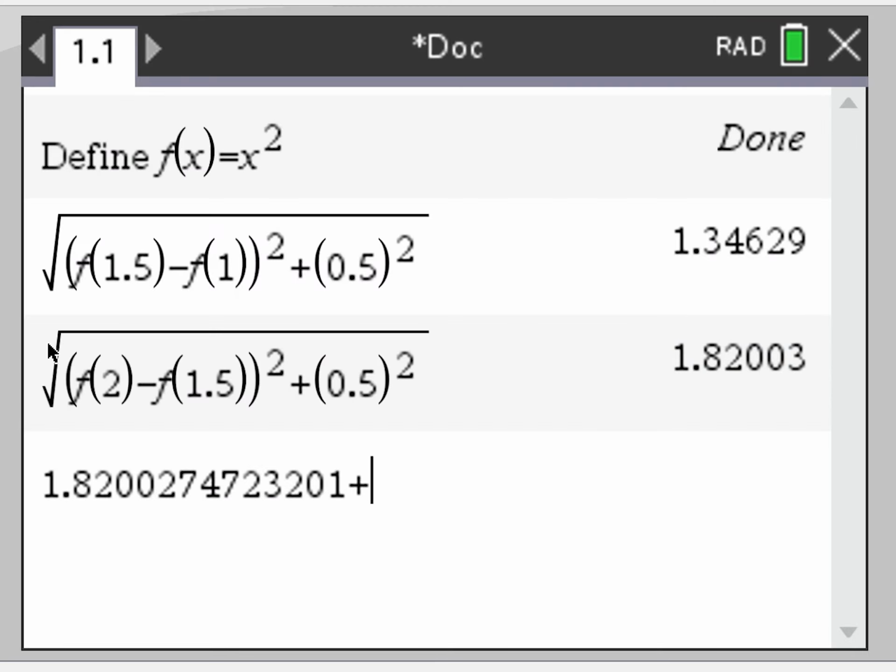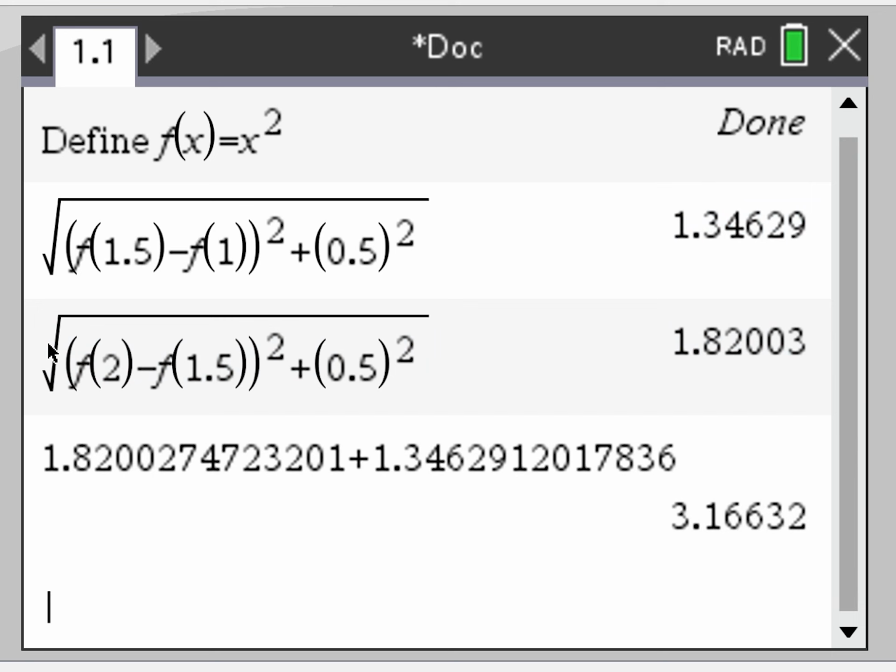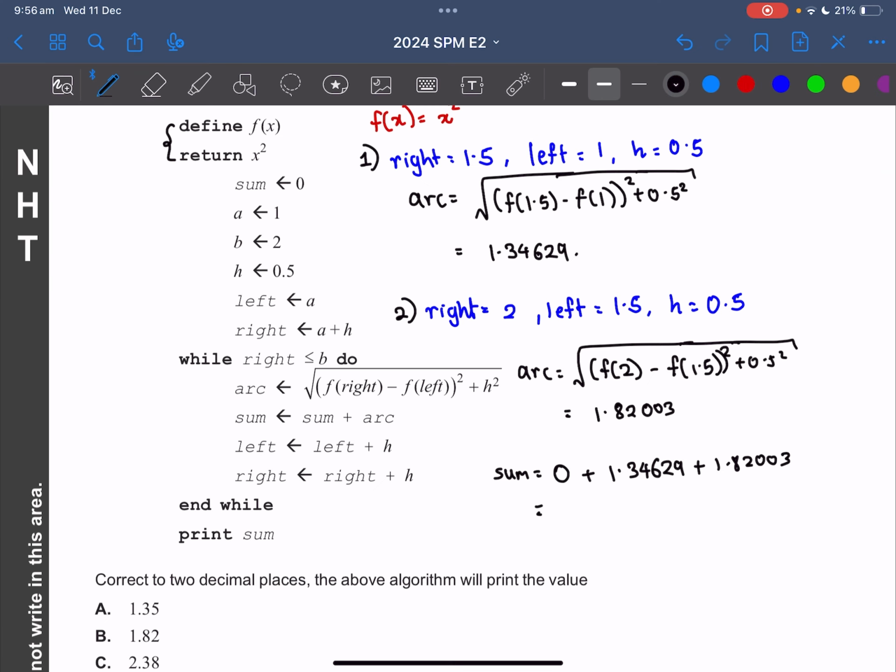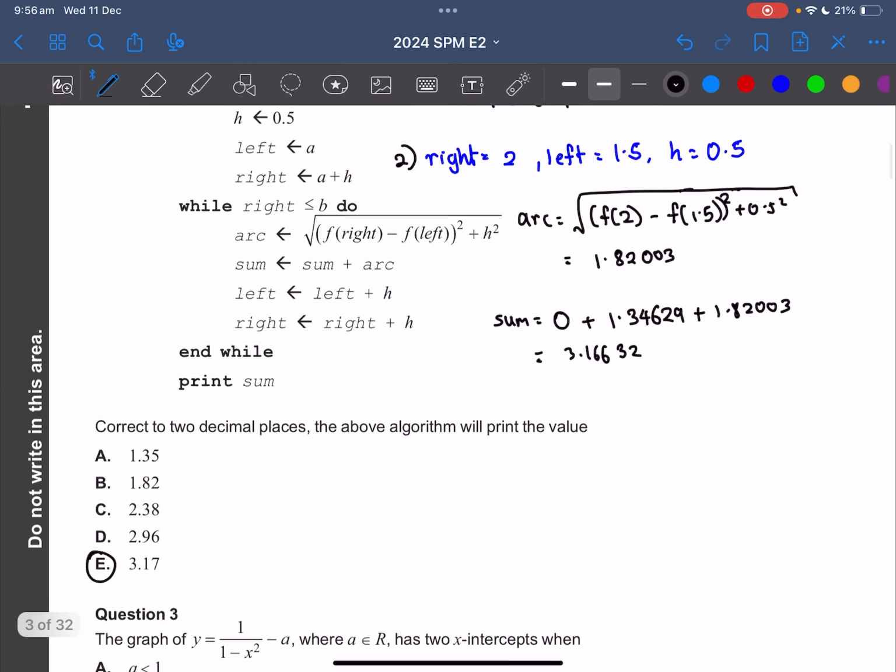So that plus that, we get 3.16632. So what is our option? So I think it's going to be option E for this. Okay, hopefully this made sense. We have to go very slowly with these questions, but yeah.